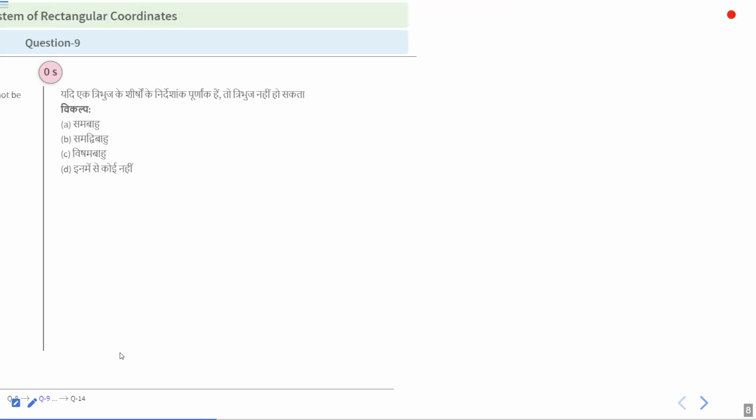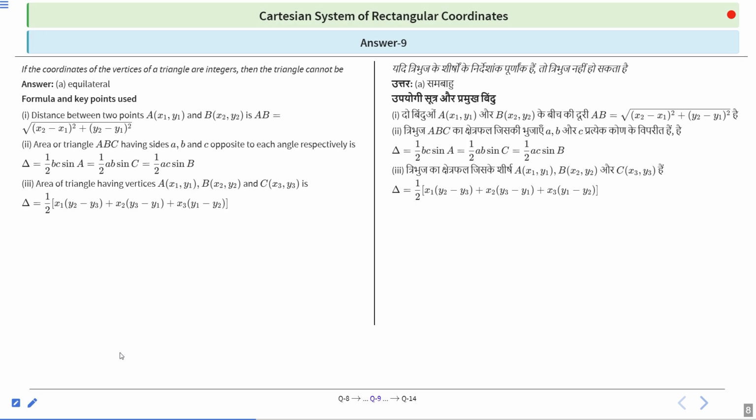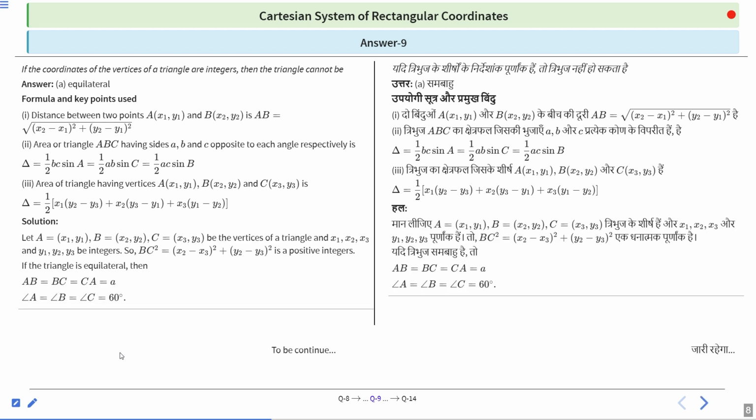Okay, let's move to the solution. Formula and key points we will use in this question is, first, distance between 2 points A (x1, y1) and B (x2, y2) is AB is equal to root over (x2 minus x1) whole square plus (y2 minus y1) whole square. Second, area of triangle ABC having sides a, b and c opposite to each angle respectively is delta, which can be written equal to 1 by 2 bc sin A is equal to 1 by 2 ab sin C is equal to 1 by 2 ac sin B. Third, area of triangle having vertices A (x1, y1), B (x2, y2) and C (x3, y3) is delta is equal to 1 by 2 into x1 into (y2 minus y3) plus x2 into (y3 minus y1) plus x3 into (y1 minus y2), right? So let us see the solution.